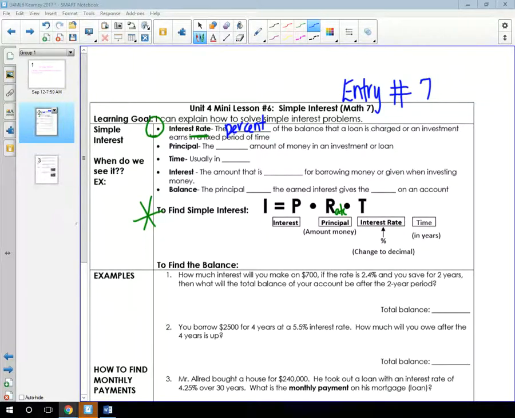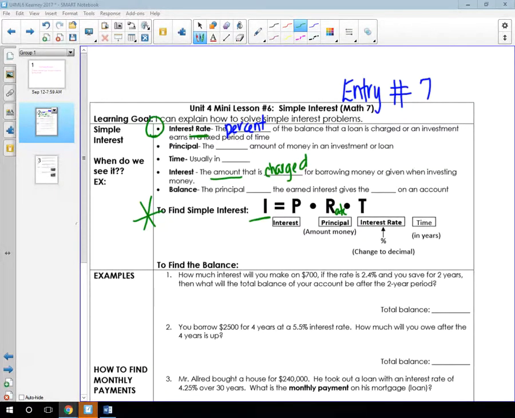Now, actually, let's start here with I, because I think it makes more sense to do that. So I equals, so the I, if you look at your letters up there, is the interest. And you may say, well, Miss Kearney, what's the difference between interest and interest rate? Rate is the percentage. Interest is the actual amount that is charged for borrowing money or given when investing. So interest is that amount that's being earned on top of money. Whereas interest rate is the percentage.